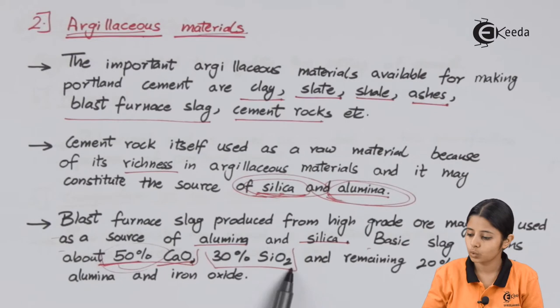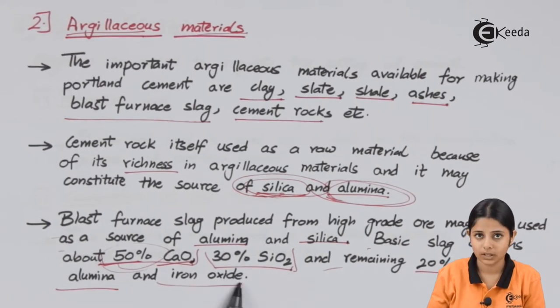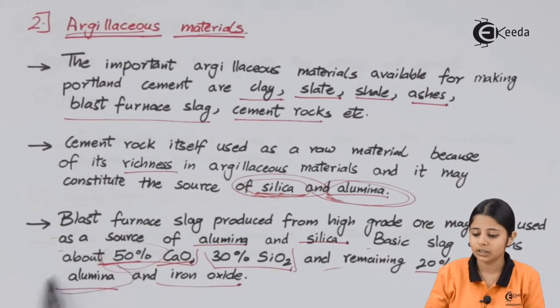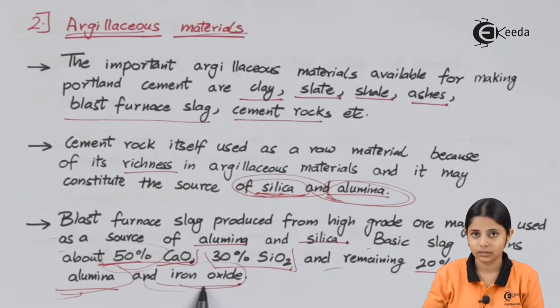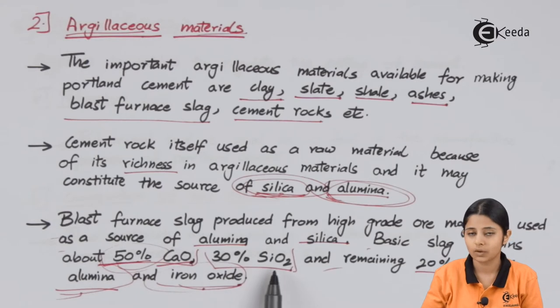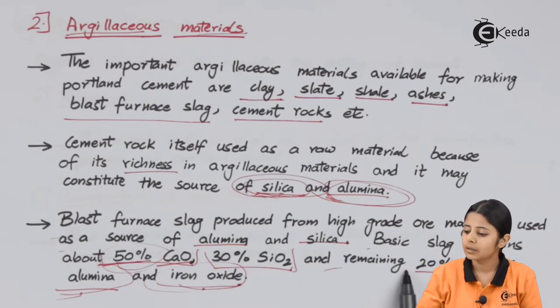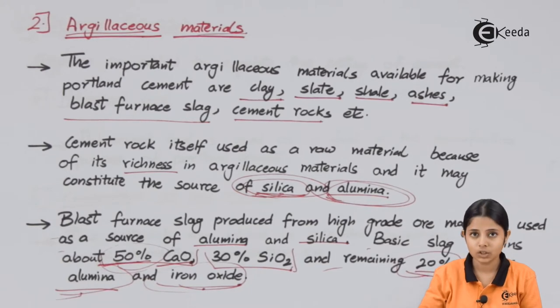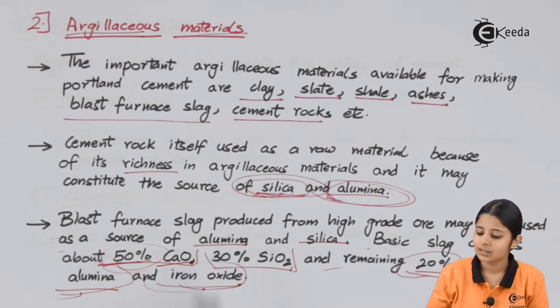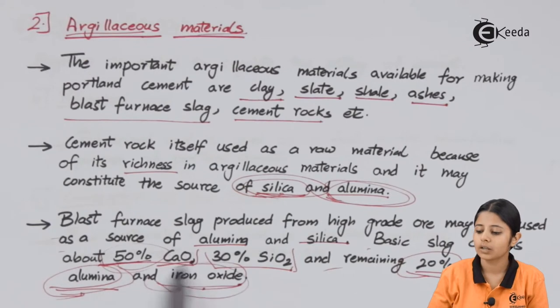We have 30% of SiO2, and the remaining 20% contains the aluminium and iron oxide. That means the cement itself can also have metals like aluminium, which are aluminates of it, and oxides of iron. That means 50% of lime, that is CaO, 30% of silica, which is SiO2 or any other form of silicates, and the remaining 20% can be variations of strong metals such as either alumina or iron oxides.